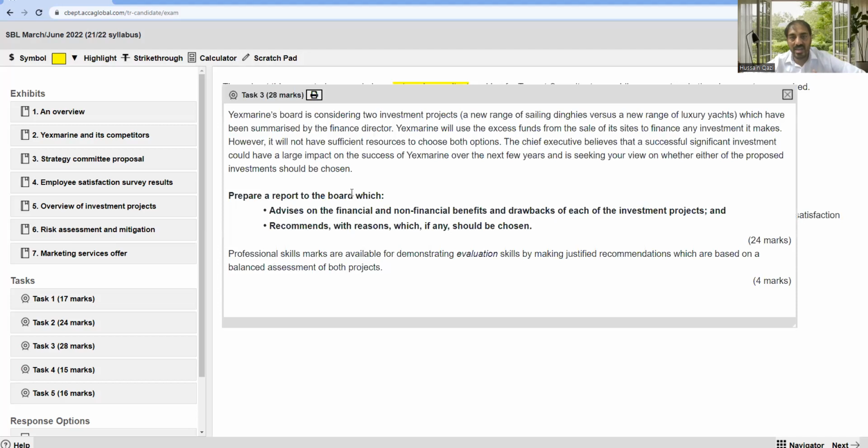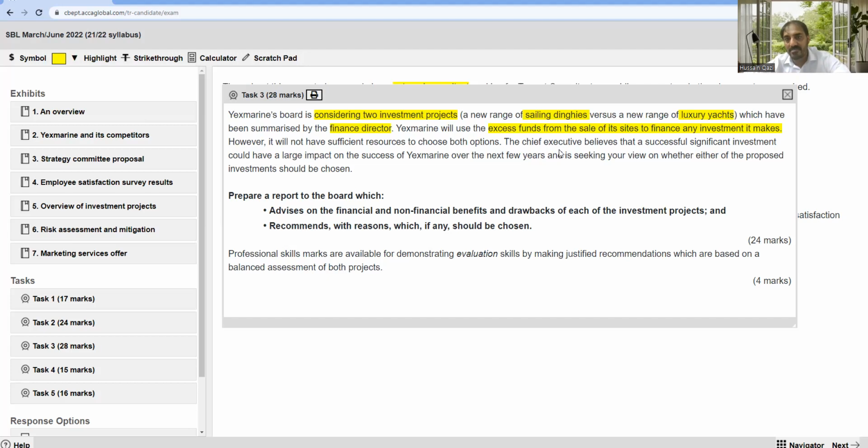that's task 3. Here, the X Marine Board is considering two investment projects. Okay, two investment projects. A new range of sailing dinghies versus a new range of luxury yachts. So it's about water-related business, sailing dinghies and luxury yachts, which have been summarized by the finance director. X Marine will use the excess funds from the sale of its sites to finance any investment it makes.